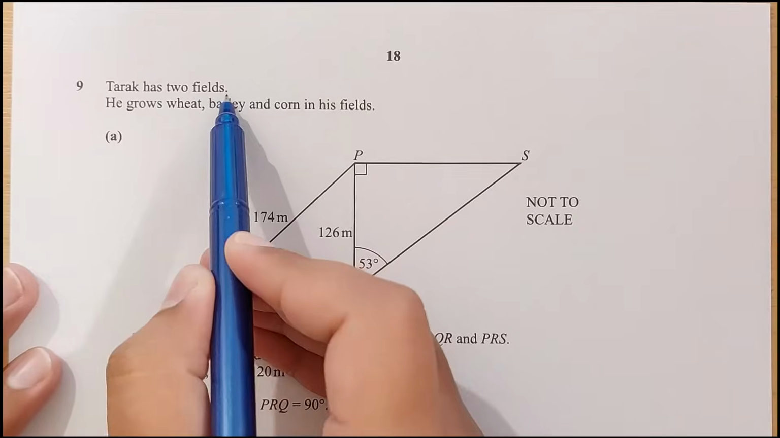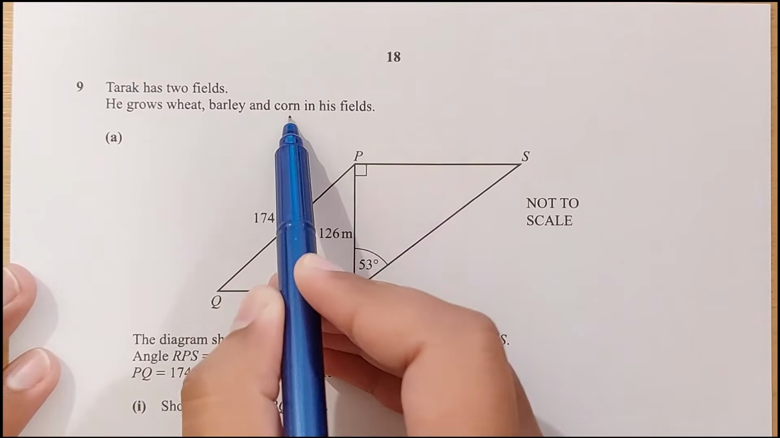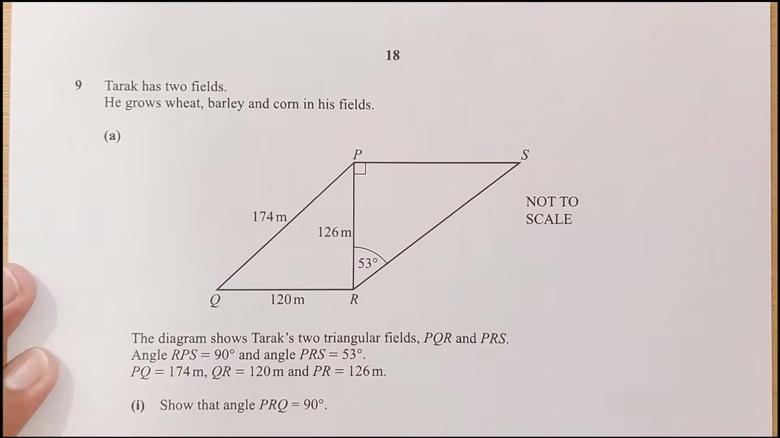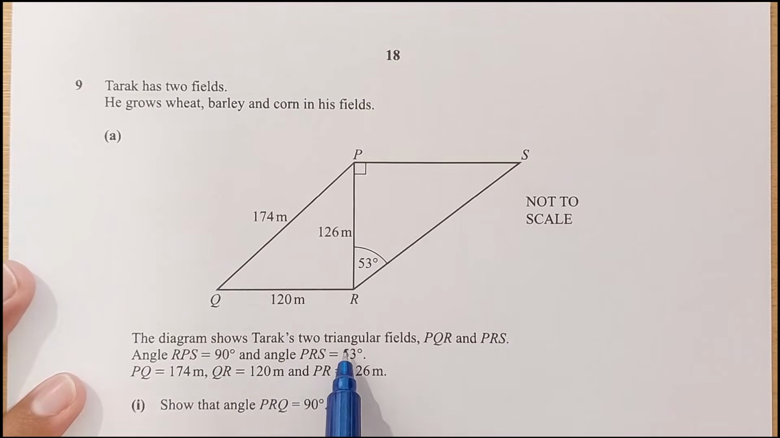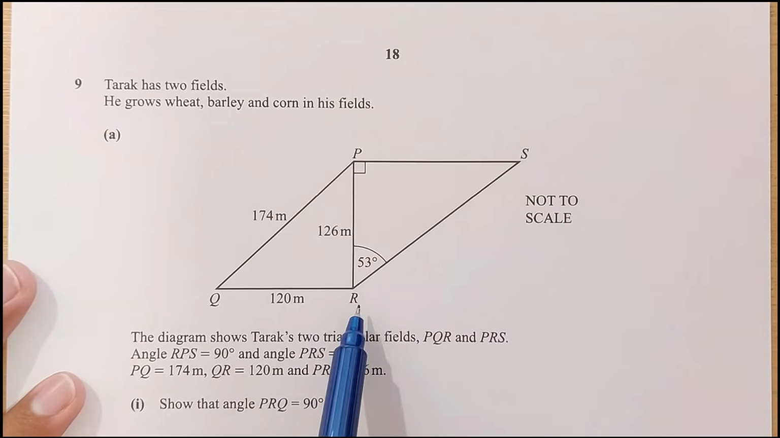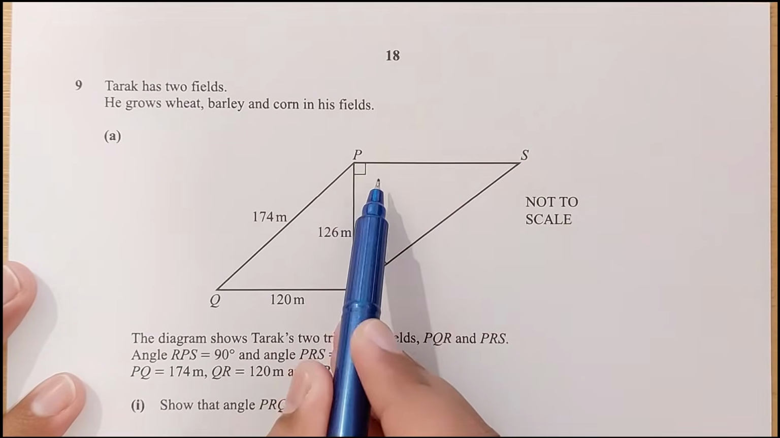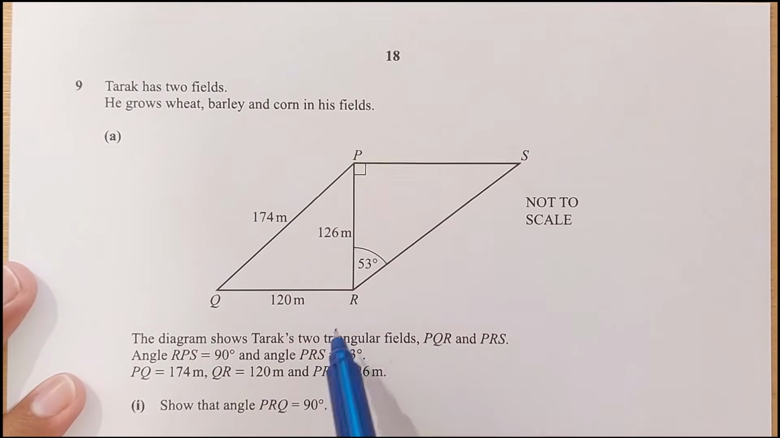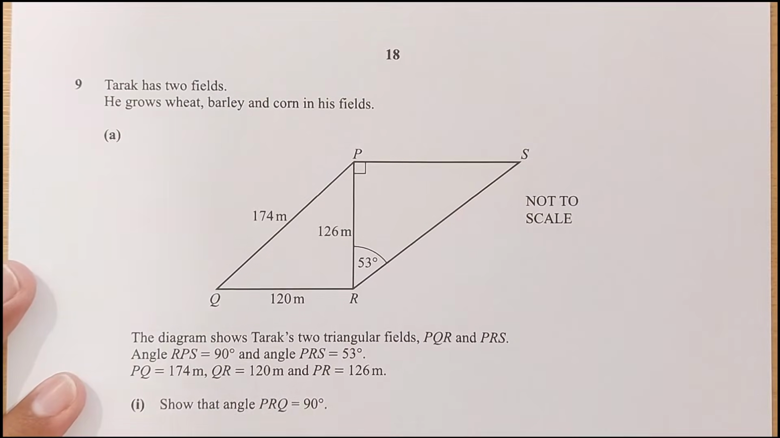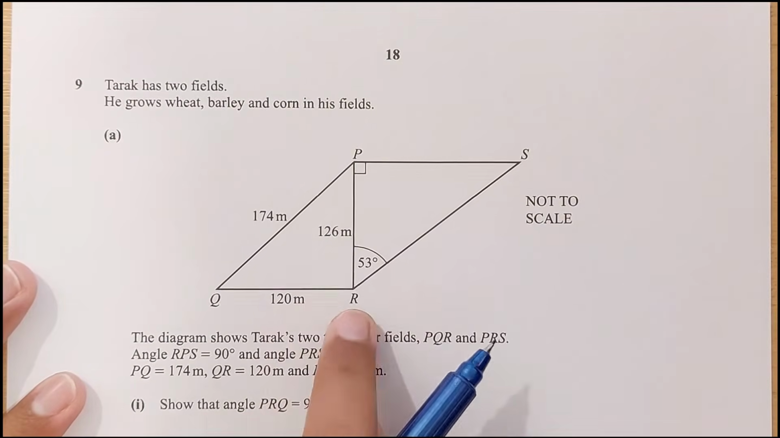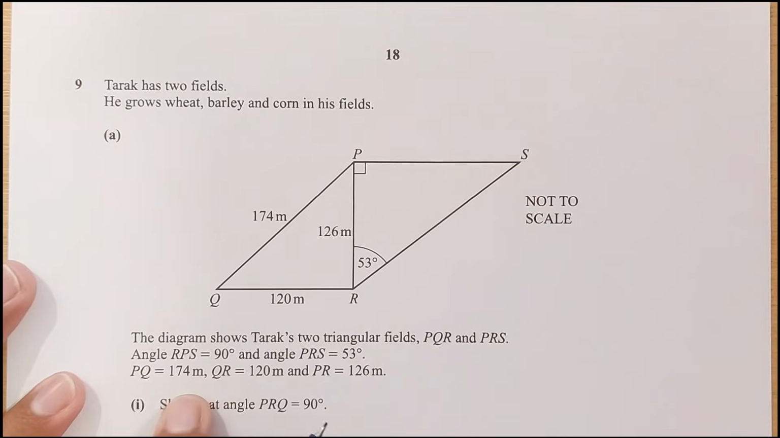Question number 9. Tariq has 2 fields. He grows wheat, barley and corn in his fields. These are the 2 fields. Part A. The diagram shows Tariq's 2 triangular fields, PQR and PRS. Angle RPS is 90 degrees. Angle PRS is 53 degrees, and PQ is given as 174 meters, QR is 120 meters, and PR is 126 meters.